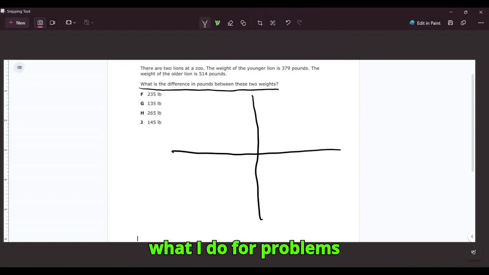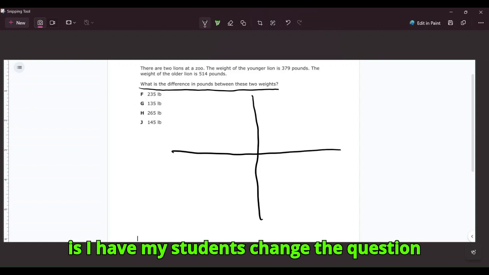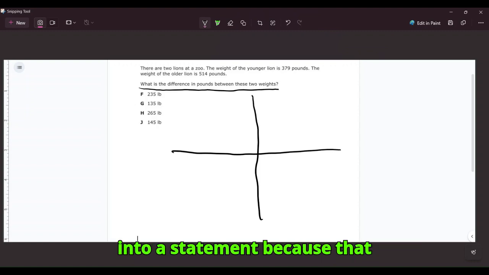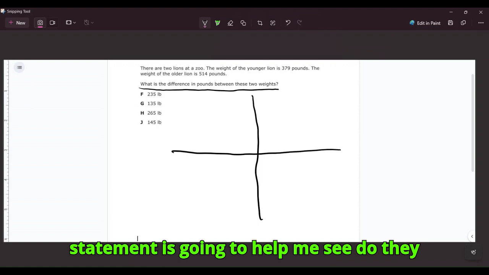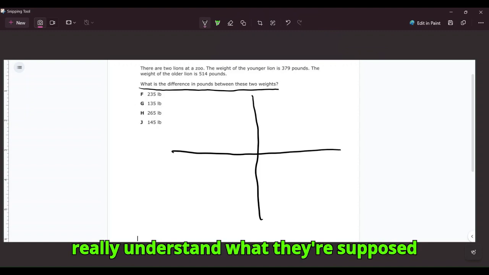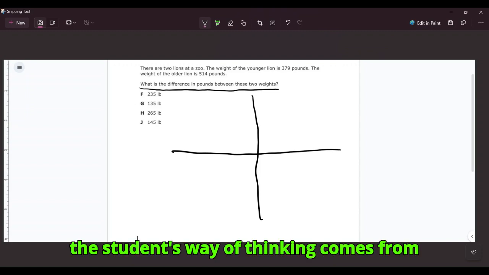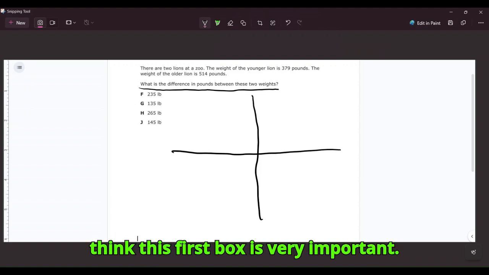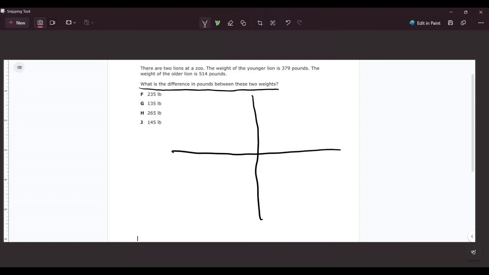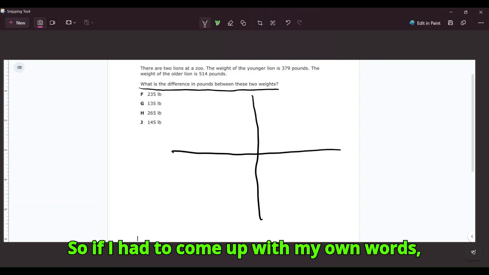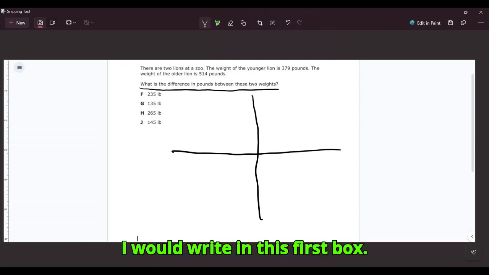What I do for problems when thinking about this first box is I have my students change the question into a statement, because that statement is going to help me see, do they really understand what they're supposed to even do for this problem? A lot of times, the problem or the issues that we see with the student's way of thinking comes from how they interpret the question. So I think this first box is very important. So if I had to come up with my own words, I would write in this first box.